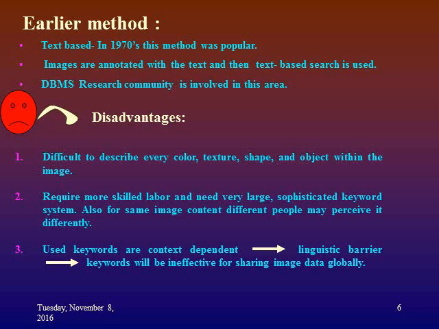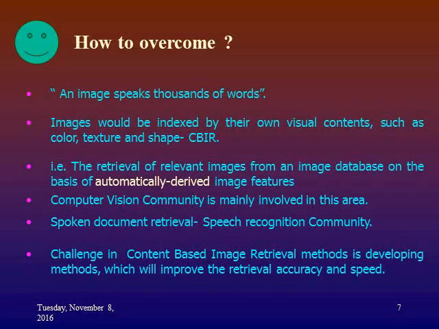The evaluation of the effectiveness of keyword image search is subjective and has not been well defined. In the same regard, CBIR systems, that is content-based image retrieval systems, have similar challenges in defining success. So, how to overcome these disadvantages?